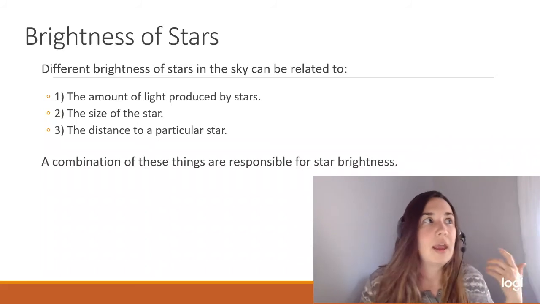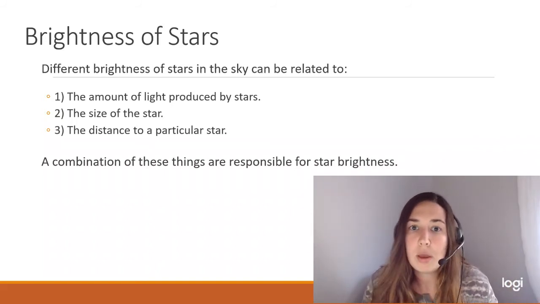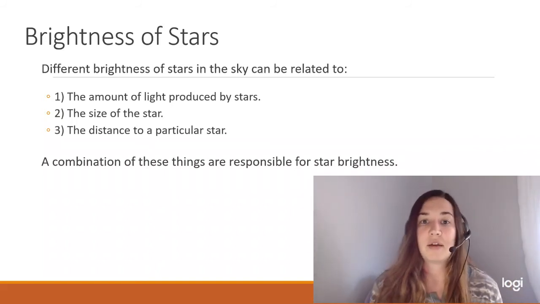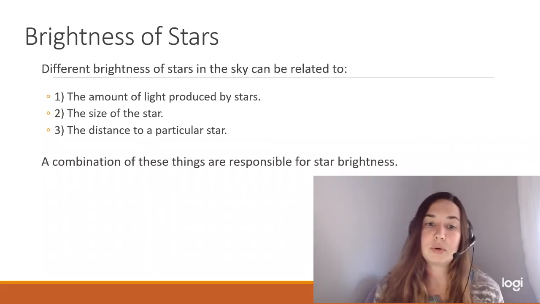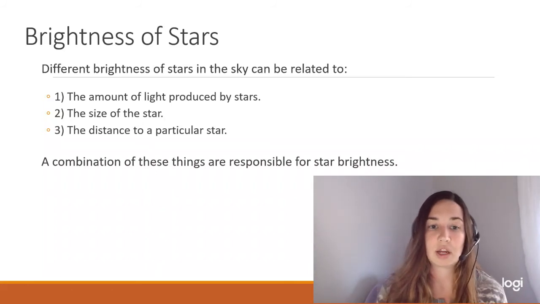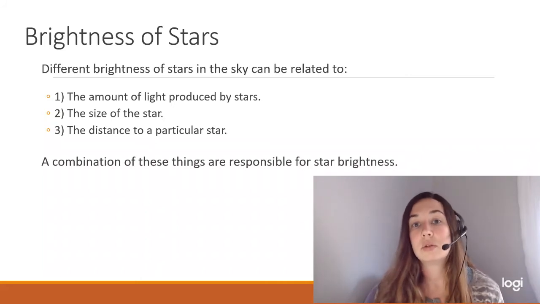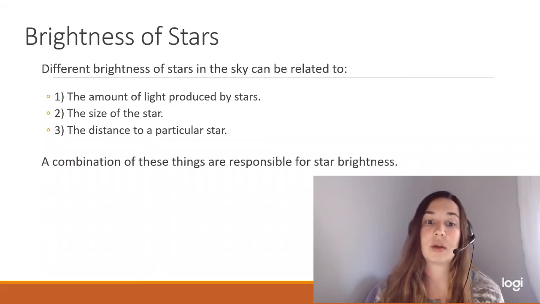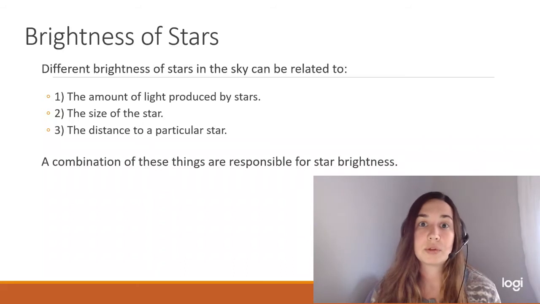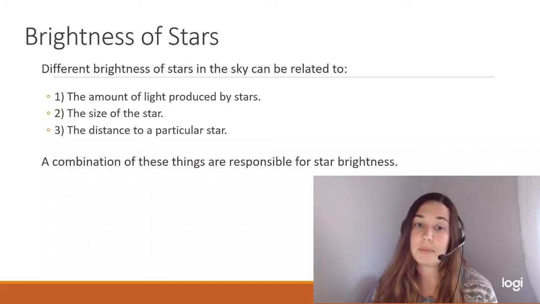Now, if you're in a city somewhere and you look up at the sky, even though there's light pollution, you might see the brightest of stars. Well, all of our stars in our sky have different brightness, and they're related to a few different things. So the first thing that brightness of a star can be related to is the amount of light produced by stars. Stars do produce different levels of light. Also the size of the star. If the star is bigger or smaller, that might predict how bright a star might be.